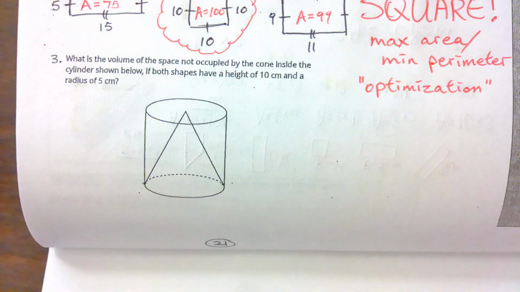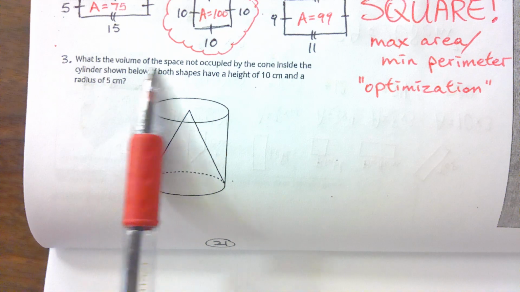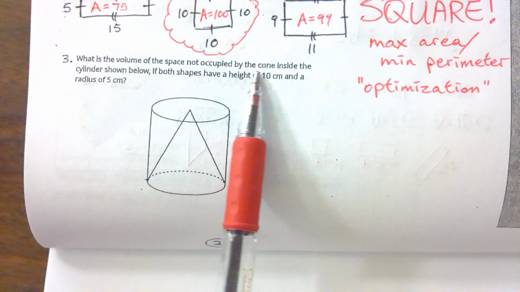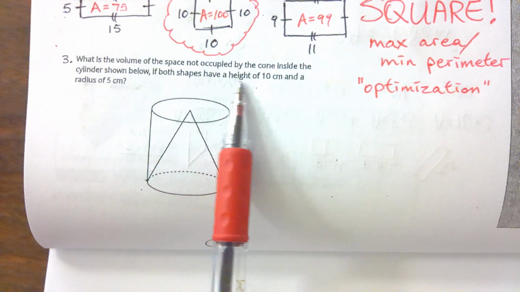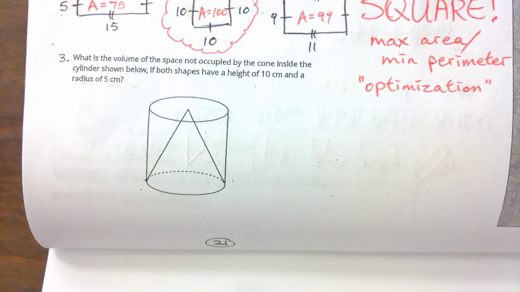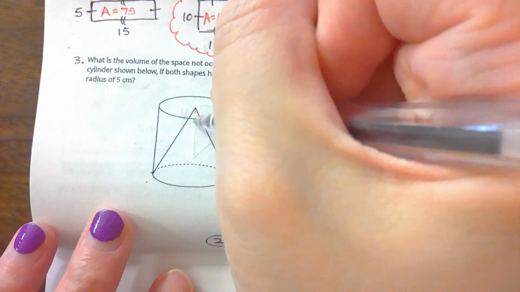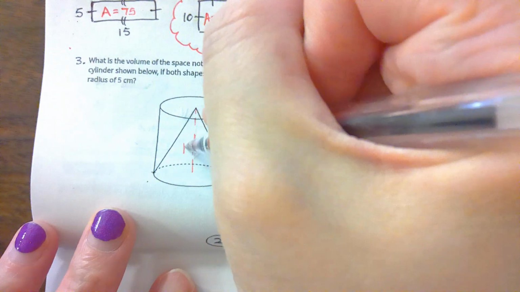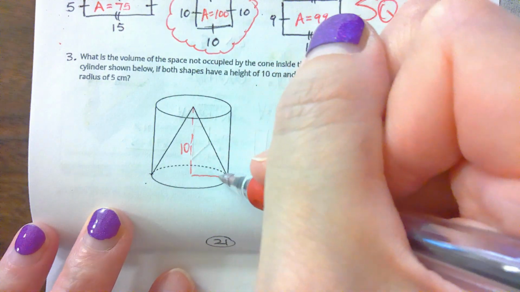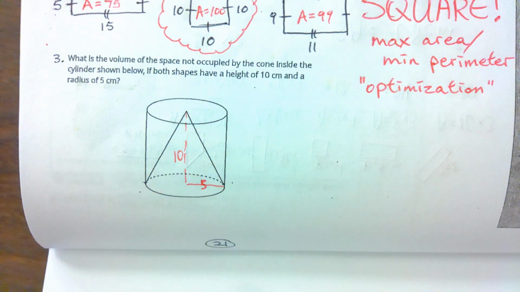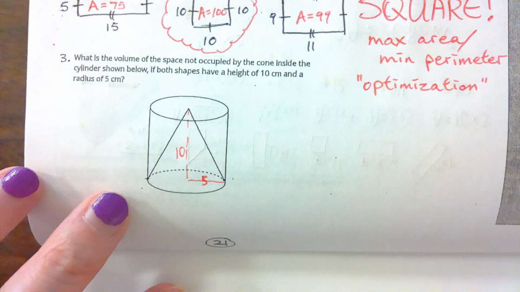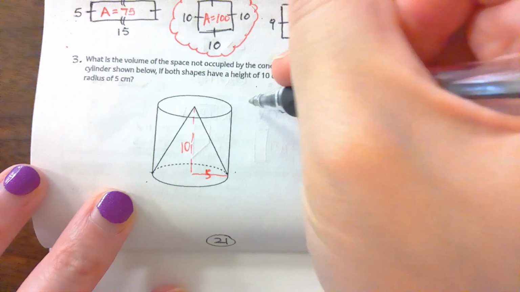And lastly, last example. What is the volume of the space not occupied by the cone inside the cylinder below if both shapes have a height of 10 and a radius of 5? So this is 10 right here, and this is 5 right here. All right, let's calculate it. So let's do cylinder first.